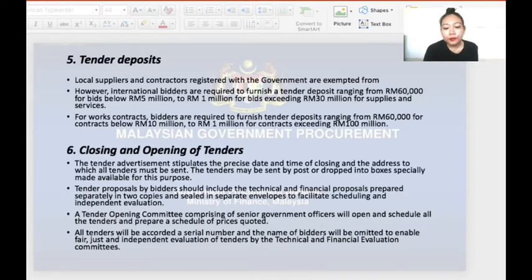A tender opening committee comprising senior government officers will open and schedule all the tenders and prepare a schedule of prices quoted. All tenders will be accorded a serial number and the names of bidders will be omitted to enable fair, just, and independent evaluation of tenders by the technical and financial evaluation committees.